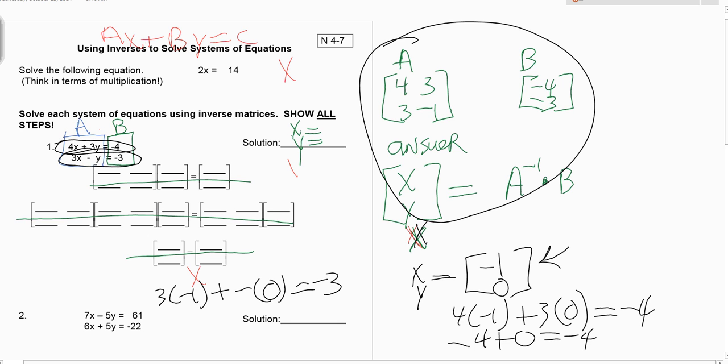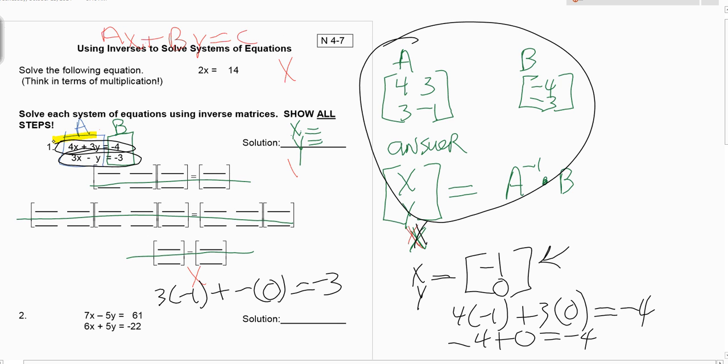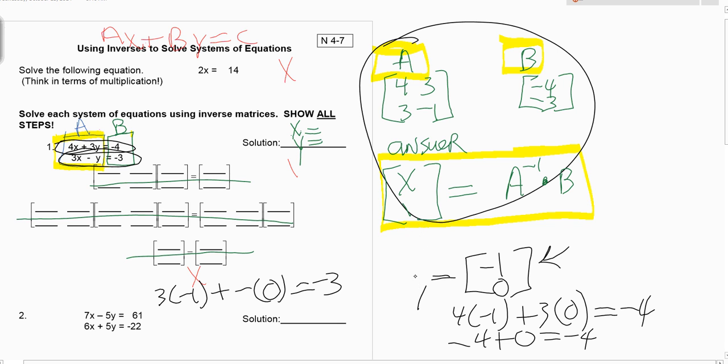Alright, so the key here is to identify your two matrices. Those two matrices are made up of your coefficients, just the numbers in front of the x and y, make sure they're in order. And then the second matrix is what I like to call the answer matrix, the matrix without any variables. In this case it was -4 and 3. You can see it right over here. Here's my A matrix. And then this is the most important formula right here: your x and y answer is simply A inverse times B.